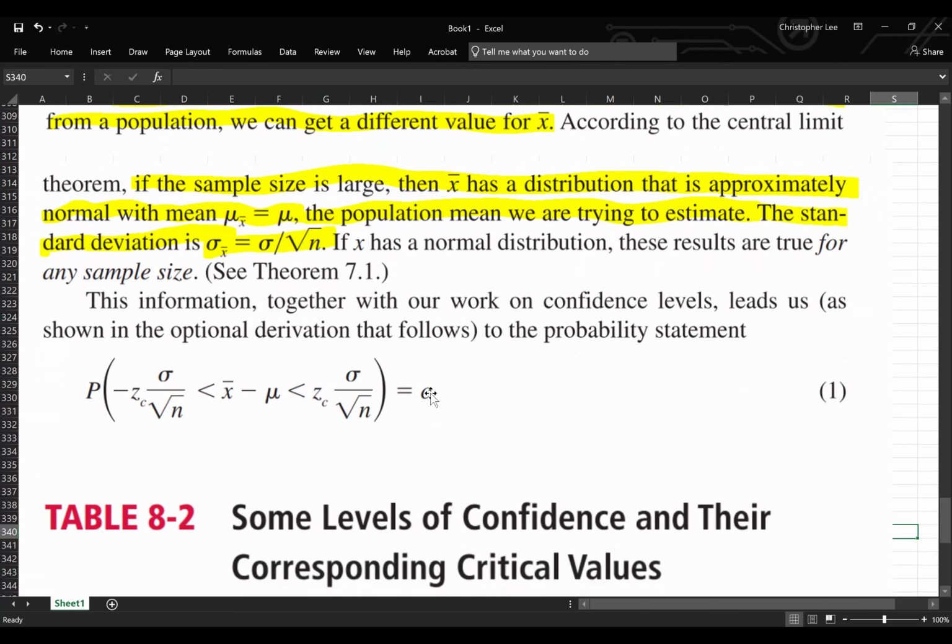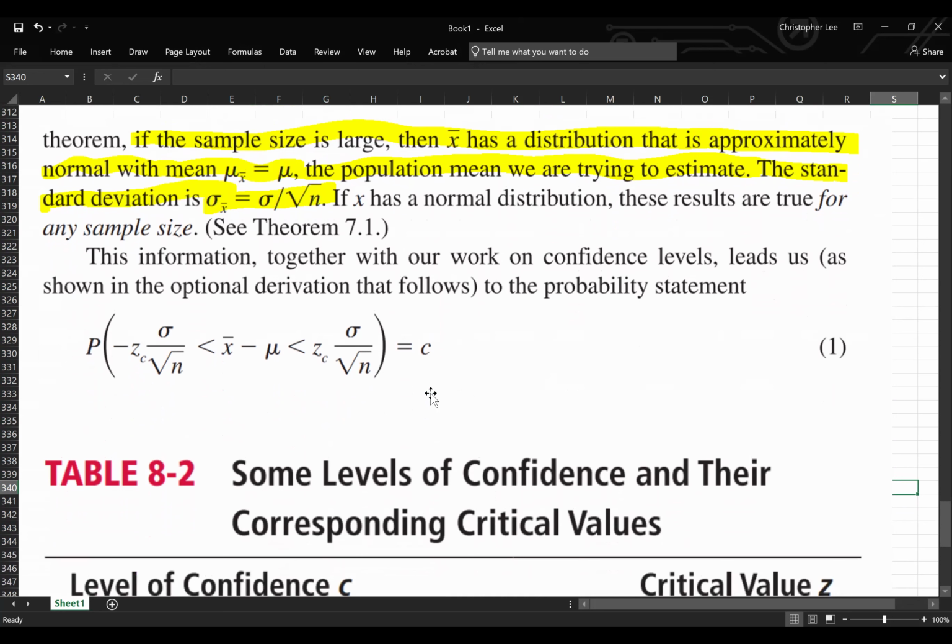The sample size, X distribution, the normal. And the population mean we're trying to estimate. And then the standard deviation is what? That's going to be given to you. They're going to give us the standard deviation.